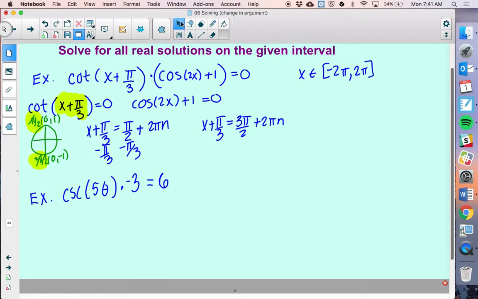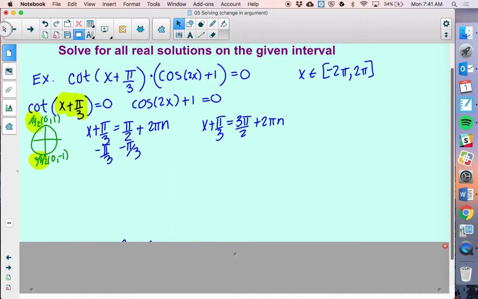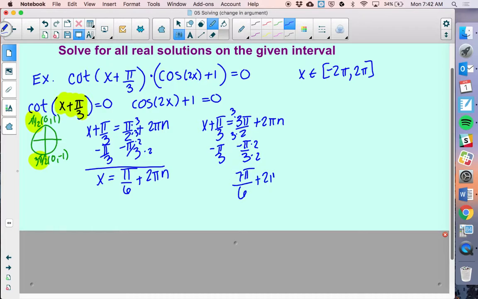And I get, let me just scooch this down. And I get, let's see here, common denominator, so times 2, times 2, times 3, times 3, so 3 minus 2 is 1, so we get pi over 6 plus 2 pi n. And then over here, minus pi over 3 minus pi over 3, again, common denominator. So we get 9 minus 2, which is 7, so 7 pi over 6. Okay, so all of that went for this first part here.